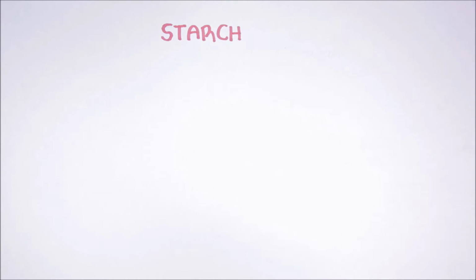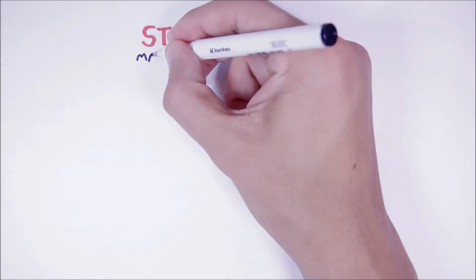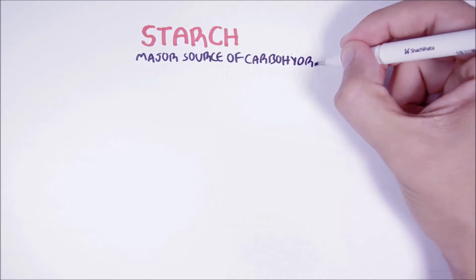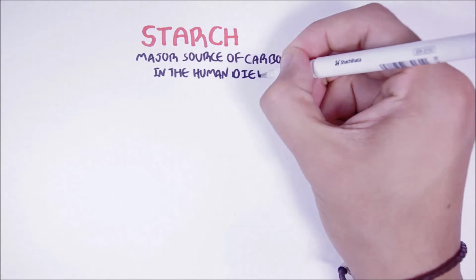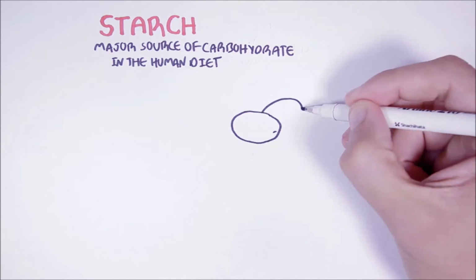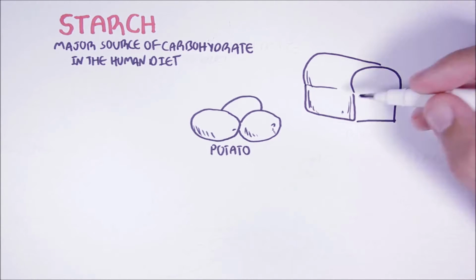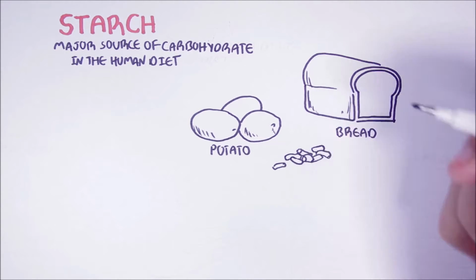In this video, we will explore the carbohydrate starch. Starch is the major source of carbohydrate in the human diet. We have it every day. Examples of starchy food include potatoes, bread, pasta, and beans.